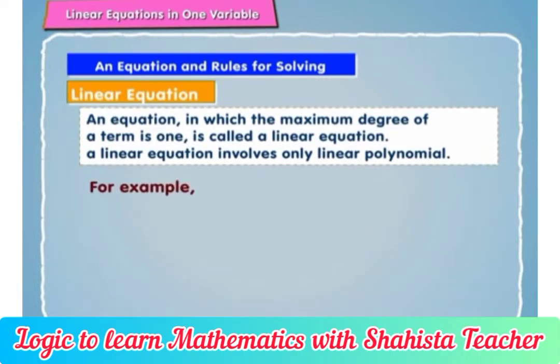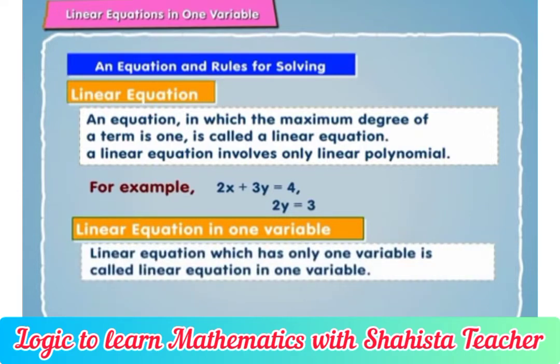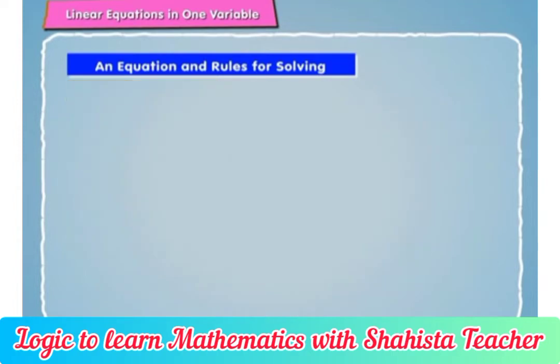A linear equation involves only linear polynomials. Understand this thing. Now let's take an example. 2x + 3y = 4. Here two variables are there, x and y. 2y = 3 has a single variable. So a linear equation which has only one variable is called a linear equation in one variable. Is that clear, my dear students? For example, 2x = 5 and 3x - 2 = x + 1. Here the single variable is x.